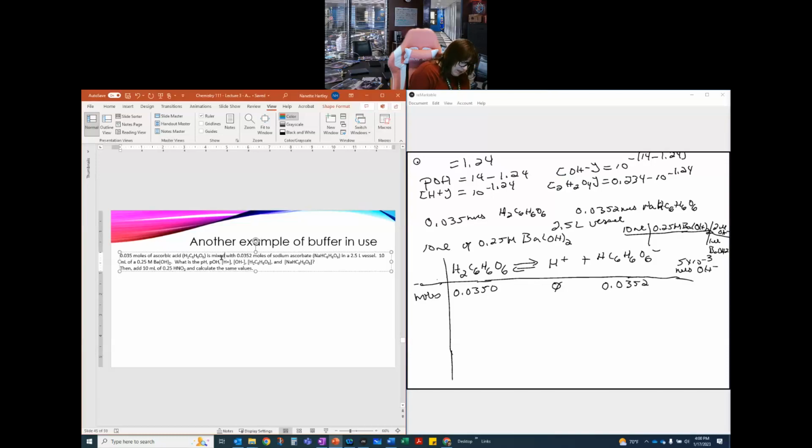Now, when I add the OH minus to this, that reacts with the H plus that exists. Okay, so it's going to react with H plus from here, so this is going to go down. And this is going to be 0.0350 minus the 5 times 10 to the minus 3. And this one is going to go up by the same amount.